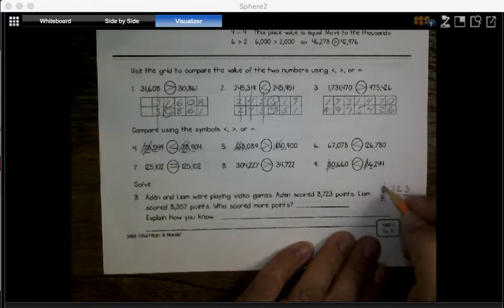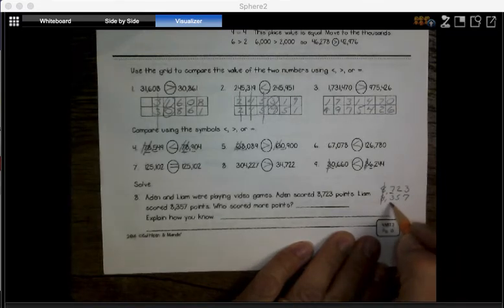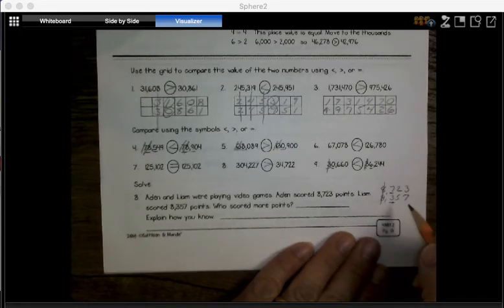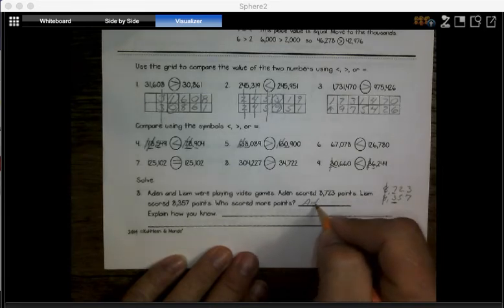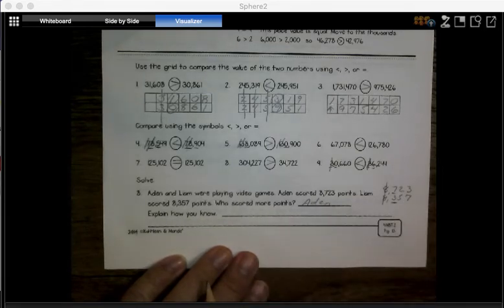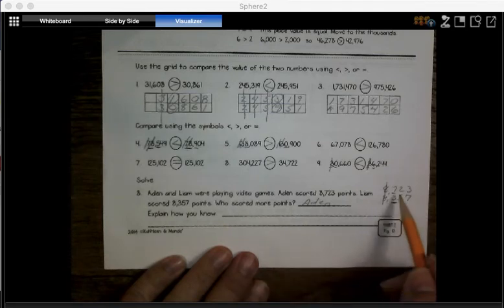The first digits match. We have to move one to the right. When we do, we see the 7 hundreds is of a larger value than the 3 hundreds. So we know then that Aiden scored more points, because when you move to the hundreds place value, Aiden had a value of 700 in his hundreds place value. Liam had a value of 300, and 700 is greater than 300.